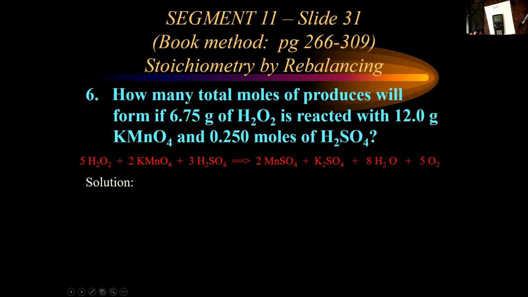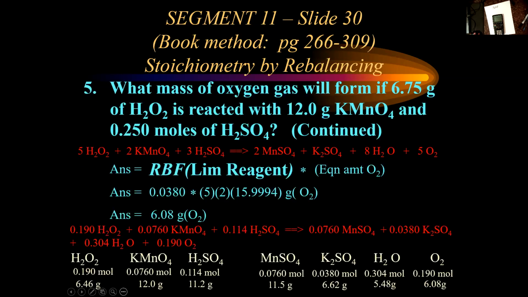Okay. Oopsie daisy, previous. I want to back that up. So here we go. This 0.190 is 6.46 grams of the peroxide equation. We had 6.75. If I subtract 6.46 from 6.75, that's how much excess is left over. It turned out the potassium permanganate was the limiting reagent, but I can see it here. When I'm going to use 12 grams of potassium permanganate. The problem has 12 grams. How much is left over? None. All of it's used.